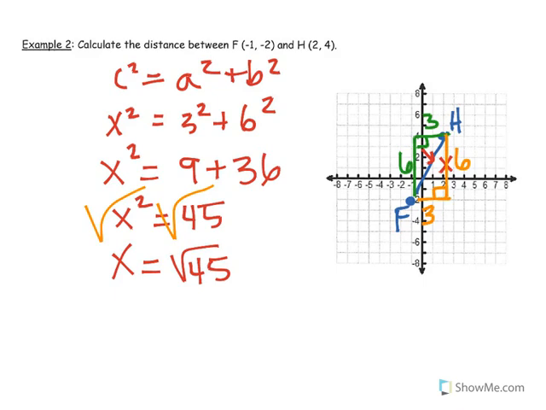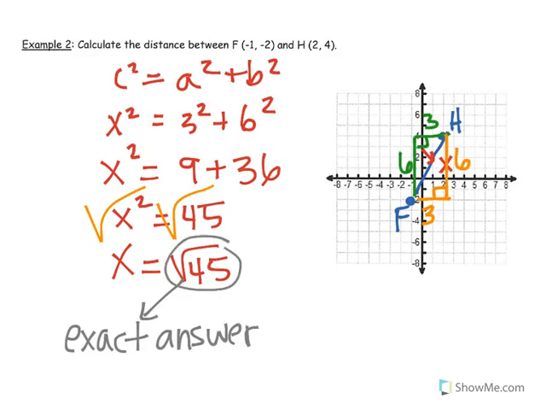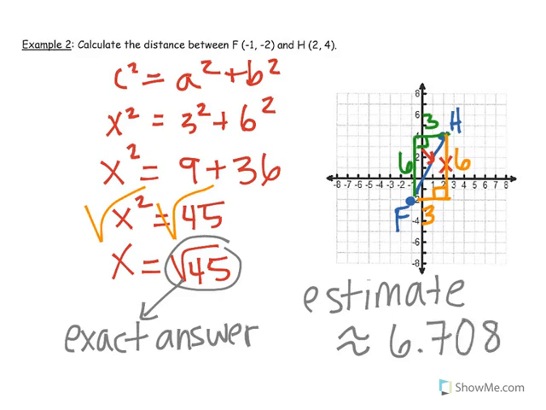All right. The other thing I want to talk about is what the answers look like. So right now, this answer is the square root of 45. This is my exact answer. Okay? So if I say, what's the exact distance between F and H, your answer is the square root of 45. Sometimes I could ask you to estimate, right? And that answer, that's an approximate answer. That's what these squiggly lines mean. And approximately this answer, that's our decimal, 6.708. Okay?